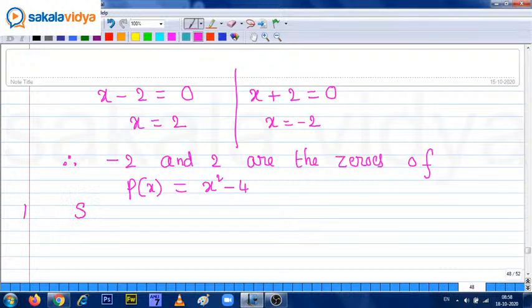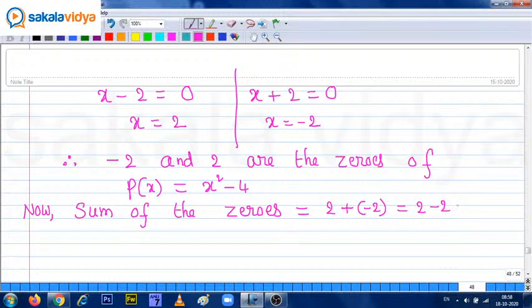Sum of the zeros. So add these two. Very interesting. 2 plus minus 2 is 2 minus 2, which is 0. That means the sum of the zeros of x square minus 4 is 0. Because the coefficient of x is absent, the sum of the zeros always becomes 0. You remember, this is a very important question, and may appear in examination also. But this 0 we can write like this now.